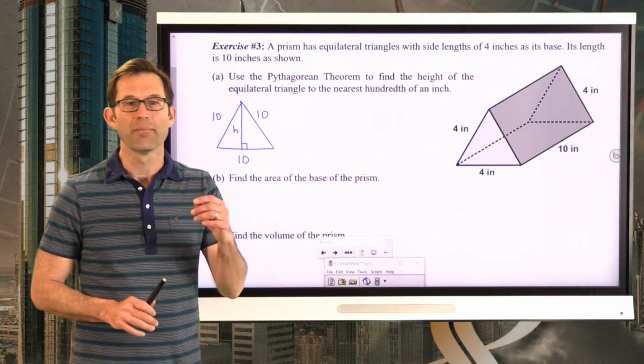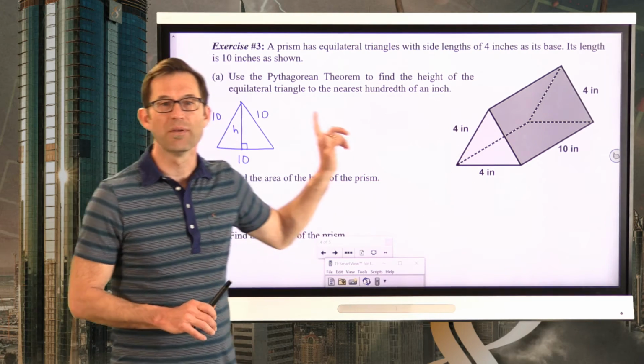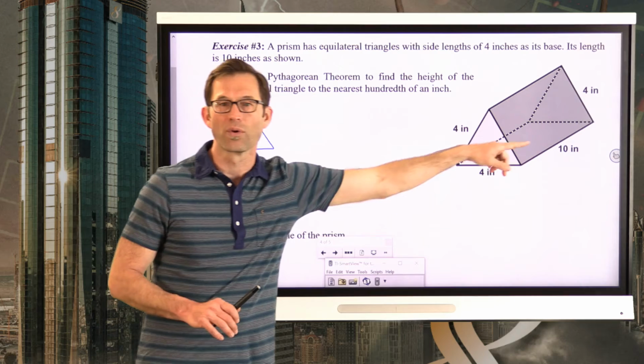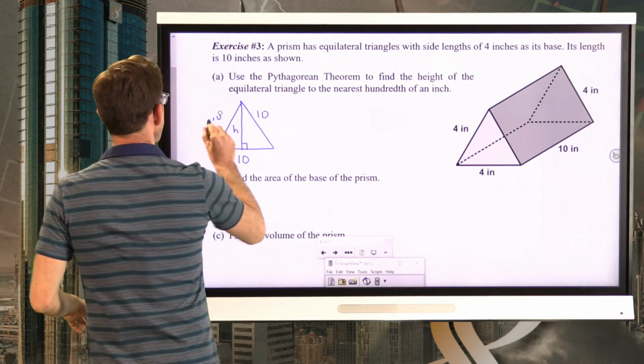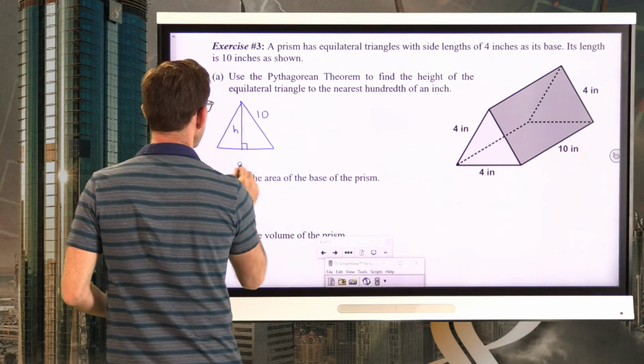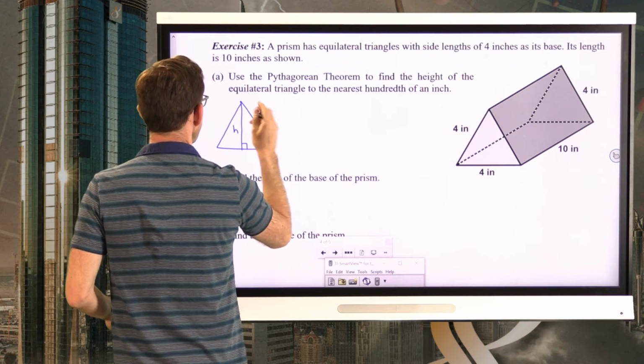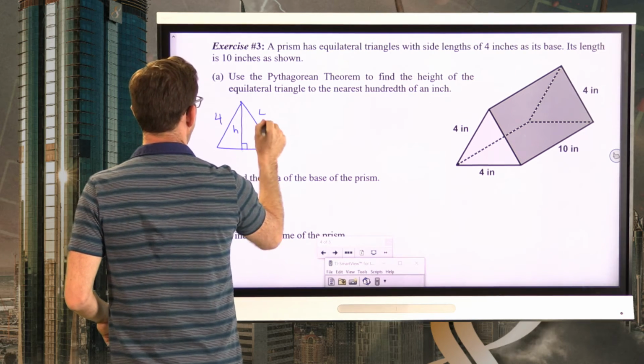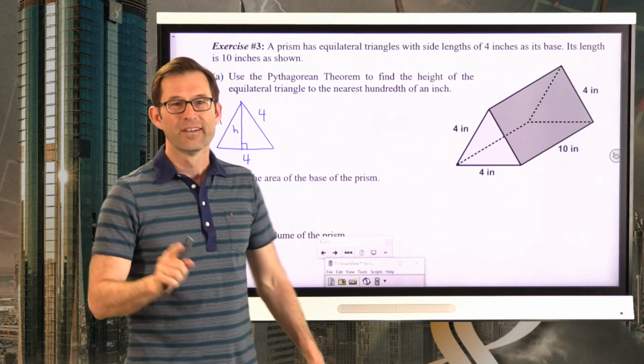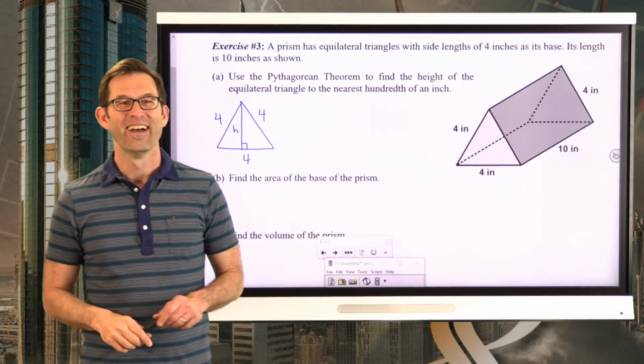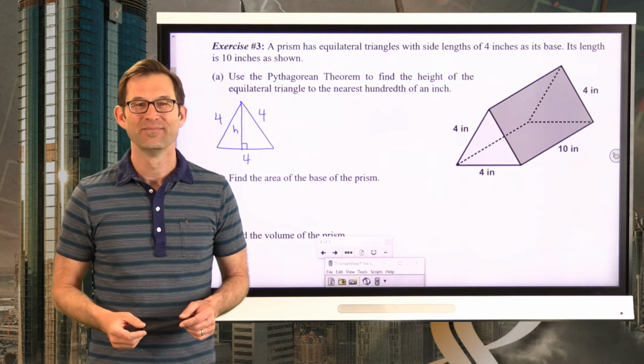Shoot, I mislabeled that picture. I apologize. It's not supposed to be 10 each one here. Those are all the 4s. The 10 is over here. Let me get rid of that so that we don't get the completely wrong height for that equilateral triangle. Let's try that again. 4, 4, and 4. All right. Now pause the video and see if you can find that height.